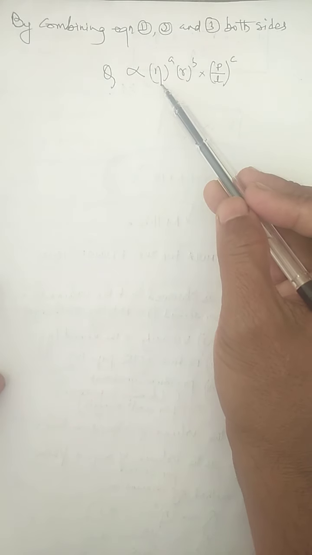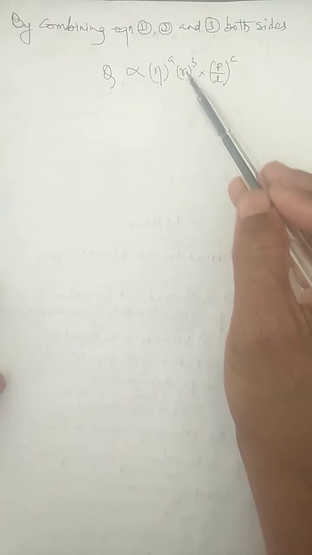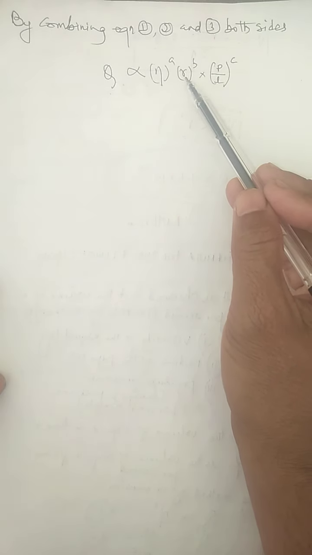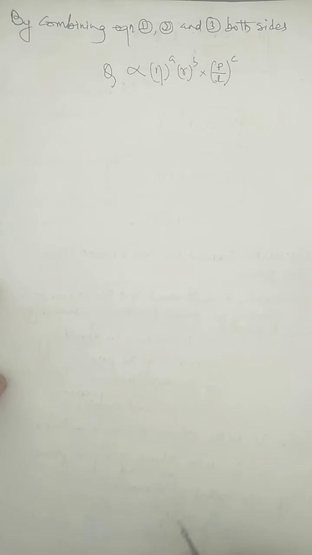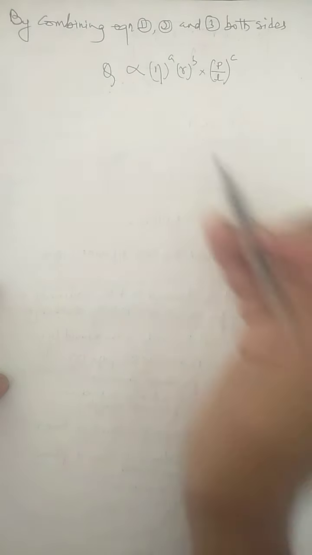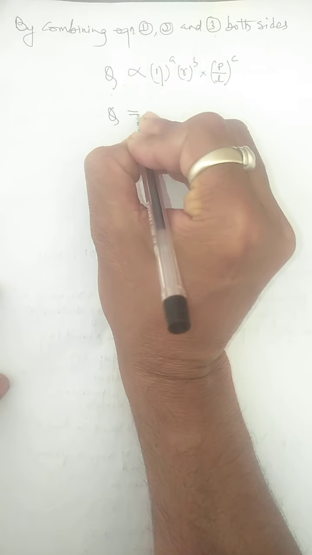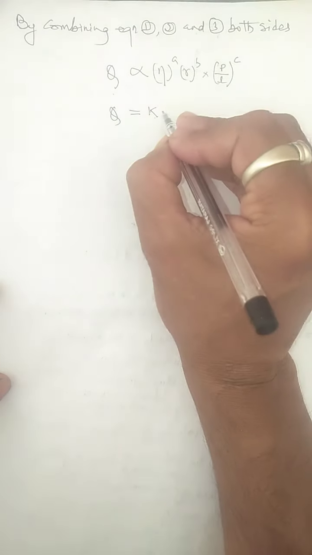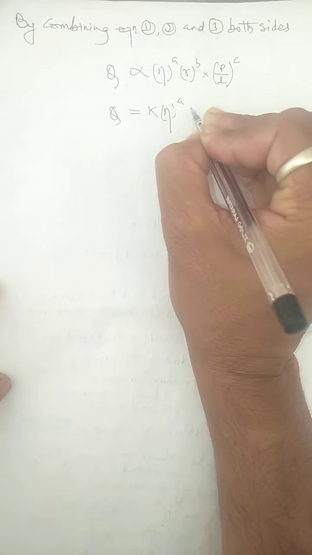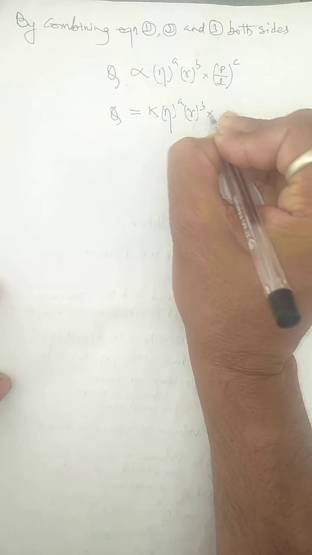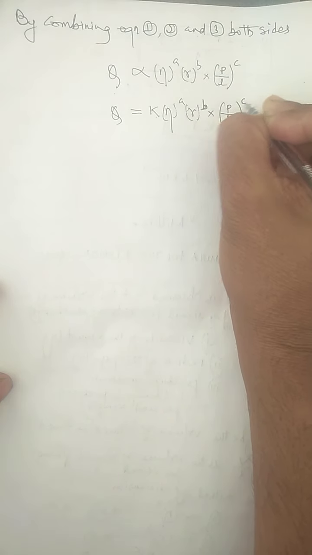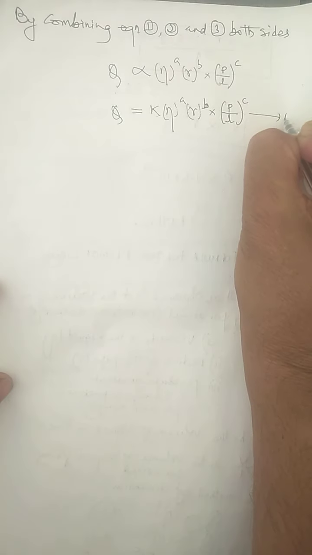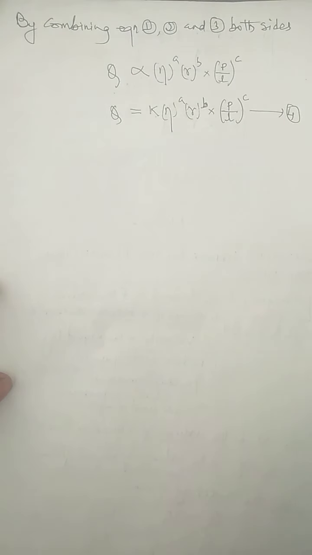The right hand side of equation 1 is eta to the power A, the right hand side of equation 2 is R to the power B, and the right hand side of equation 3 is P by L to the power C. Now, as you know, there is a rule: when the proportional sign is removed and replaced by an equals sign, you have to put some constant. I write that constant as K. So K is a constant of proportionality. So I write down now eta to the power A, R to the power B, and next is P by L with power C. Now I give this as equation number 4. So I got one of the equations, that is number 4.